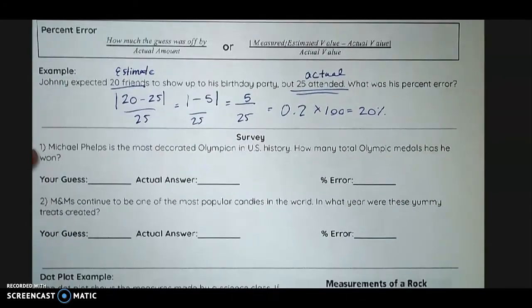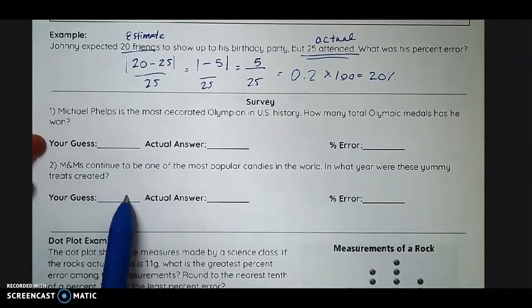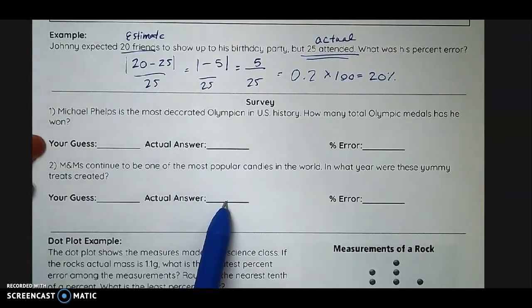So down below, I want you to pause for a second, and you are going to make some guesses, because when you turn it back on, I'm going to write in the actual answers, and then we're going to do percent error.